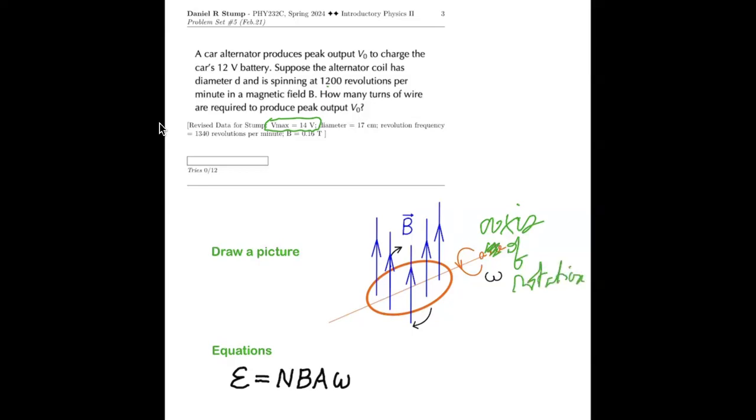So there's some axis of rotation, and as the coil rotates in the magnetic field, the amount of flux through the coil alternates between positive and negative. And it's going to rotate. So this side's going to come up, this side's going to go back. It'll rotate around like this, I guess.